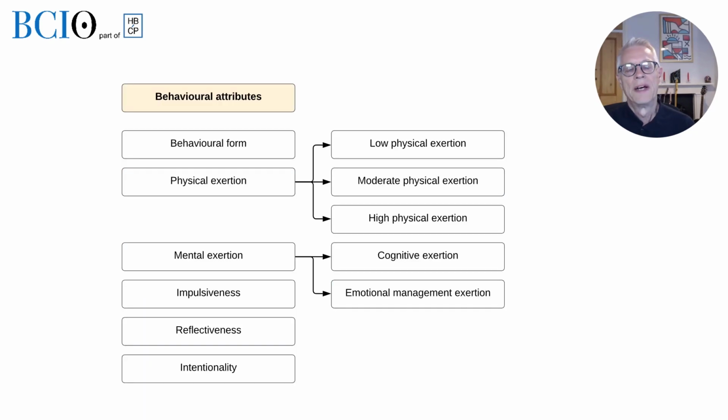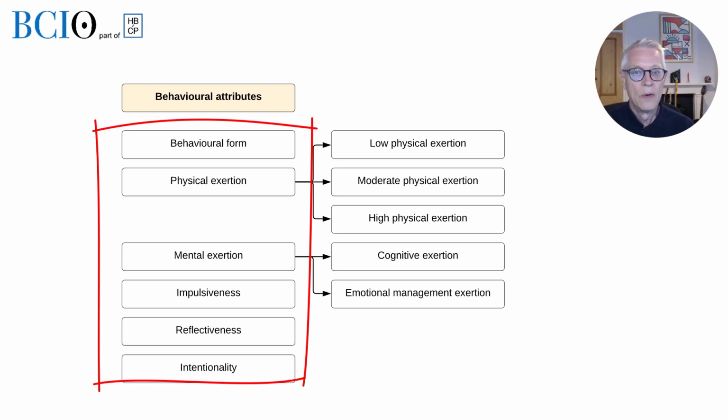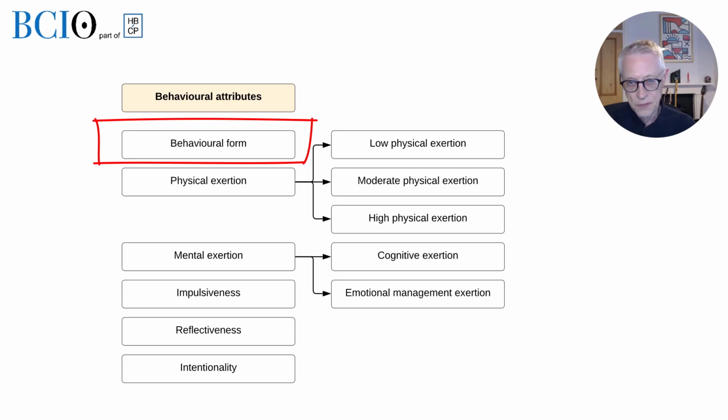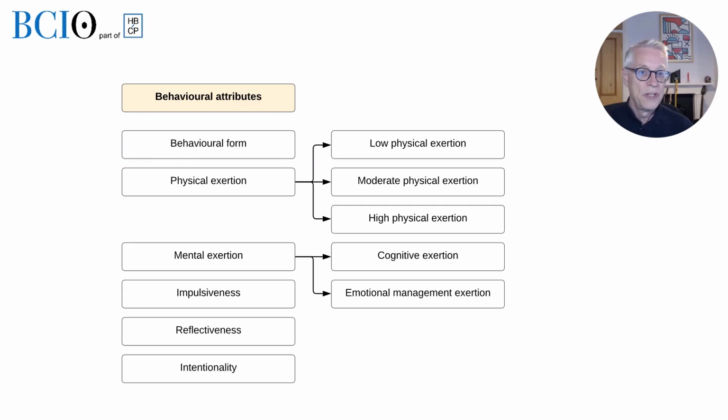So far, we've identified 6 main classes of behavioural attributes. One that we call behavioural form, which allows people to describe the physical way a behaviour is done. For example, if it's smoking a cigarette, we could describe the way that the cigarette is smoked, such as the depth of inhalation of the smoke or the puffing pattern.